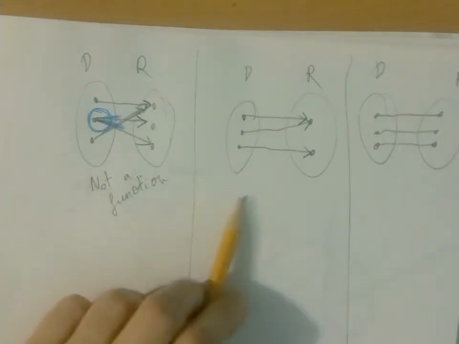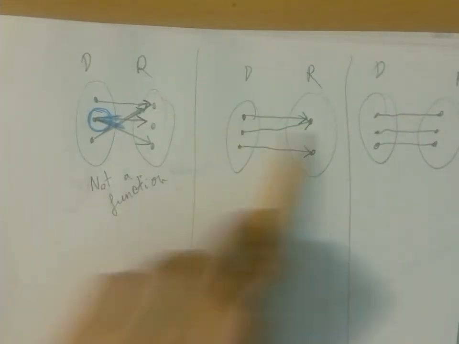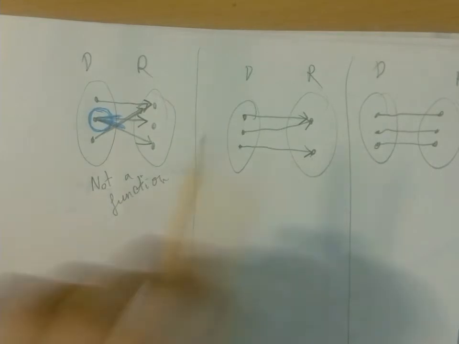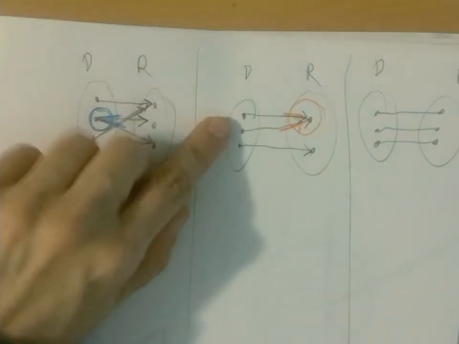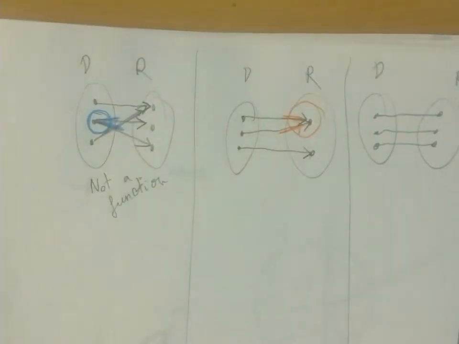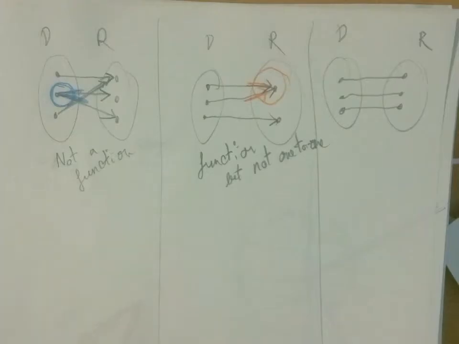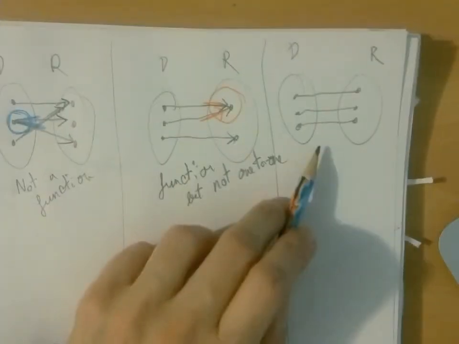Now this one here is a function because there is just one line coming out from every element of the domain. However, this branching here is depicting a function that is not one-to-one. You have two different elements of the domain landing in the same element of the range. This is a function, but not one-to-one. And now this is what a one-to-one function looks like.